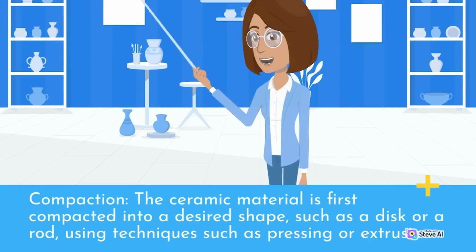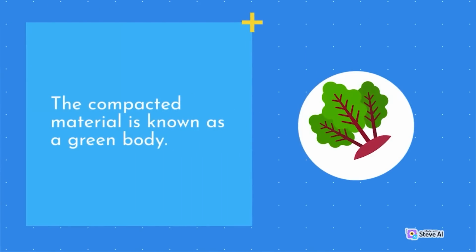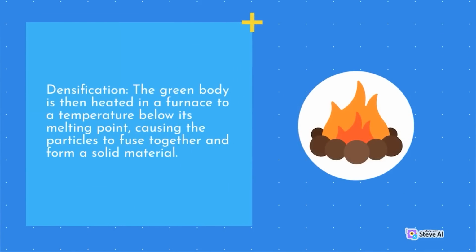compaction. The ceramic material is first compacted into a desired shape, such as a disc or a rod, using techniques such as pressing or extrusion. The compacted material is known as a green body. Densification. The green body is then heated in a furnace to a temperature below its melting point, causing the particles to fuse together and form a solid material.